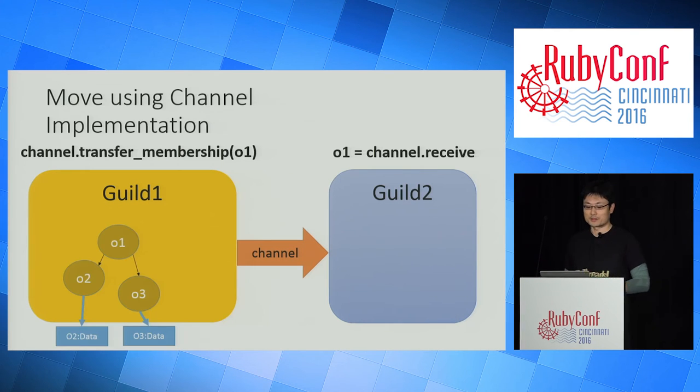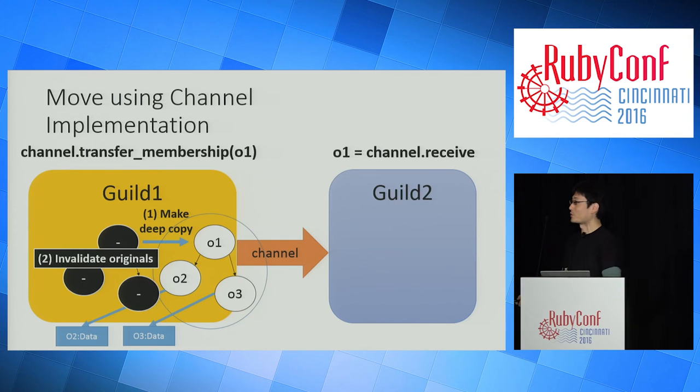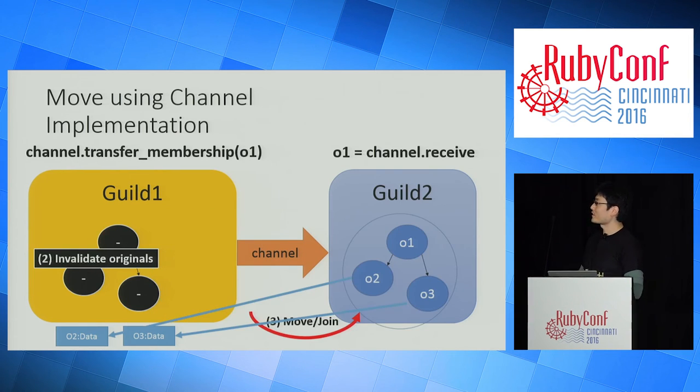So how to implement it? The magic is making some small copies. It is a copy, but it doesn't copy everything. We make new headers of objects that refer to the data, invalidate the original objects, and send the headers. With this technique, we don't need to copy the data.